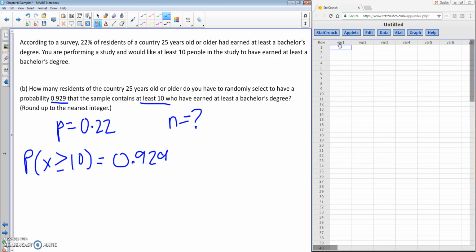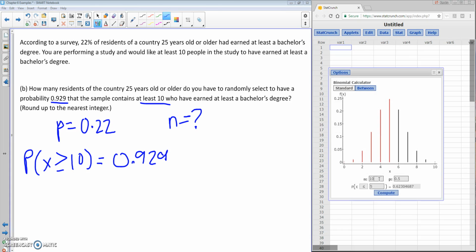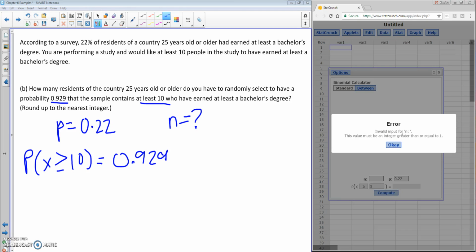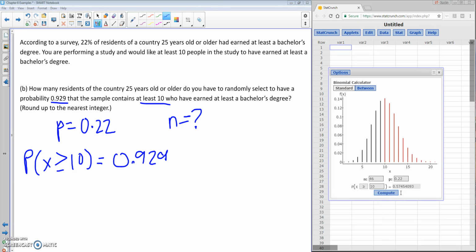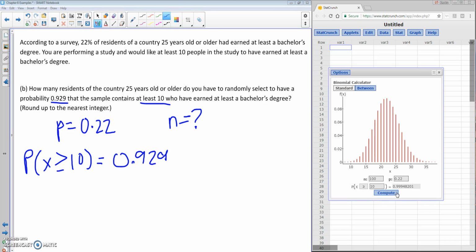So we can use StatCrunch to help us. This is a little bit of a trial and error thing. So we're going to go calculators and then binomial like before. We don't know n. We know p is 0.22, and we know x is greater than or equal to 10. Notice I cannot type in my answer, so I'm going to start trying random tens. We know that we needed at least 46 from the previous problem, so I'm going to start with 46 and see what that gives me. So notice I only have 0.57 to start out with, so I need a larger number. So I'm going to try 100 and see what happens.